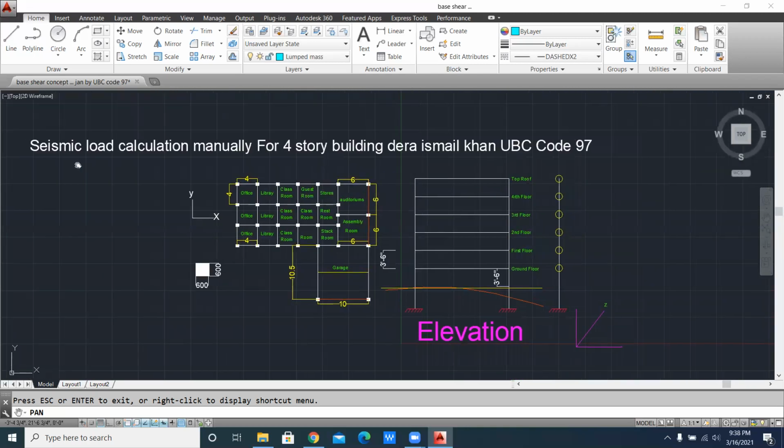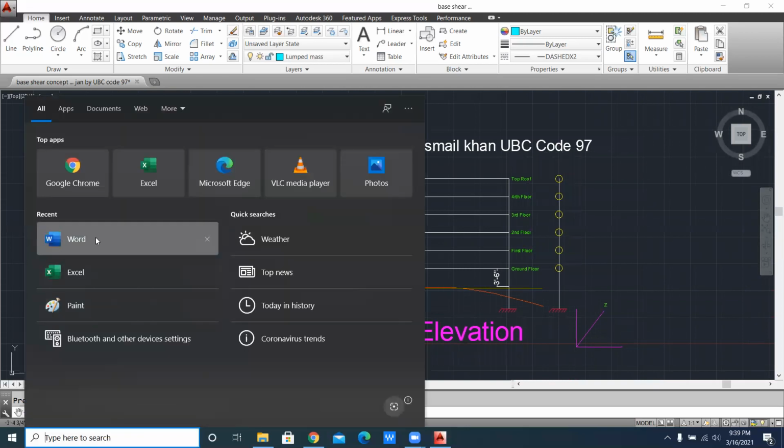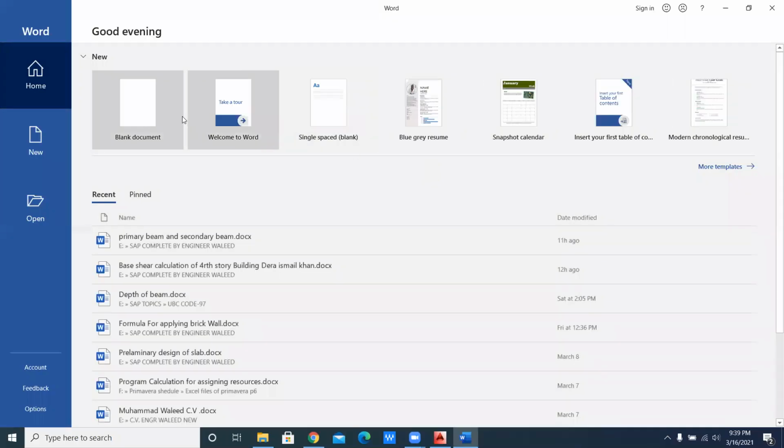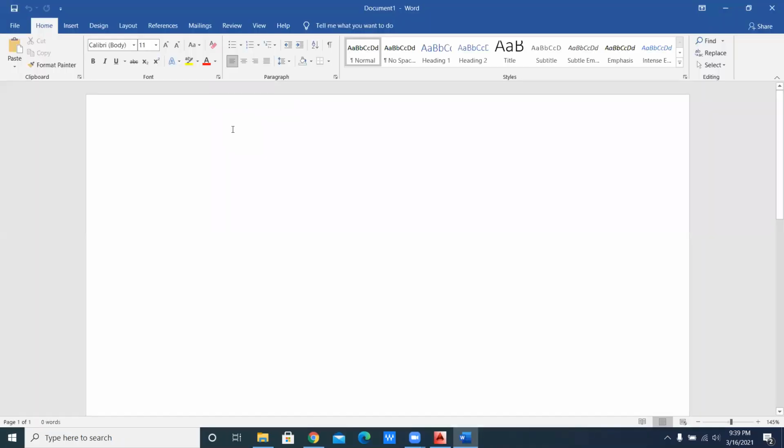Now here, the seismic load calculation manually for a 4-story building in Dera Ismail Khan, UBC. So first of all, you have to understand what base shear is. What is base shear?